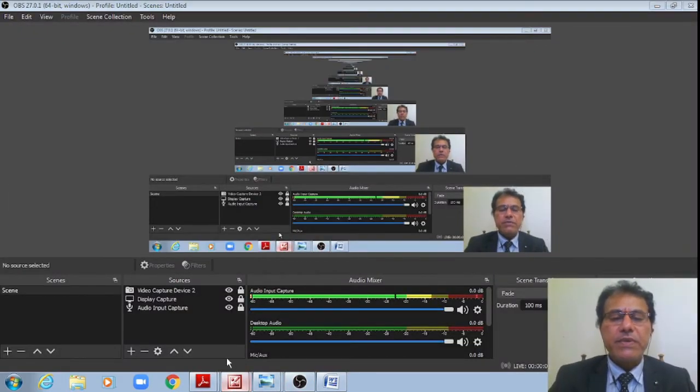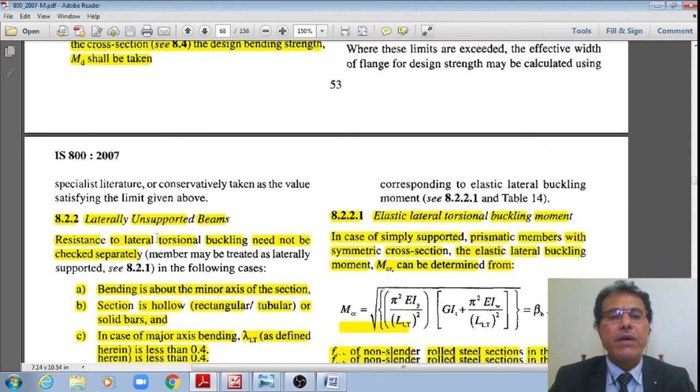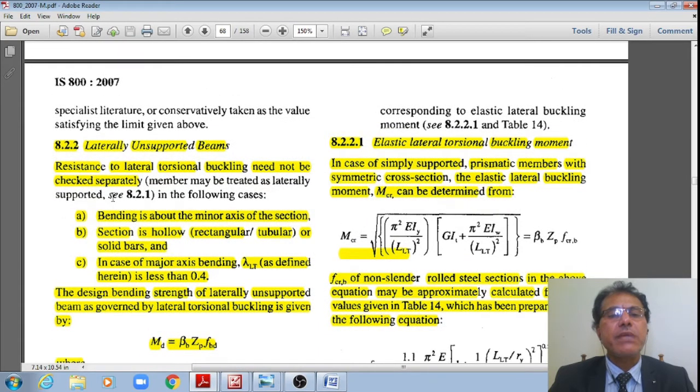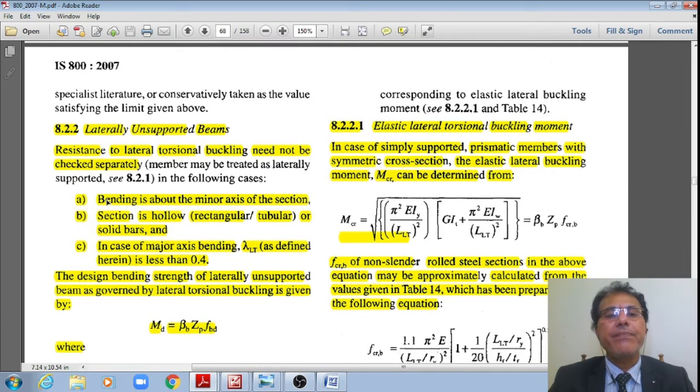What are these codal specifications? Let us see at a quicker pace as per IS 800. Now we are in clause 8.2.2, laterally unsupported beam. Resistance to lateral torsional buckling need not be checked separately, right, in the following cases: bending about the minor axis of the section, right? Bending is about the minor axis of the section, right? Then you need not check for the lateral torsional buckling, need not be checked, right?